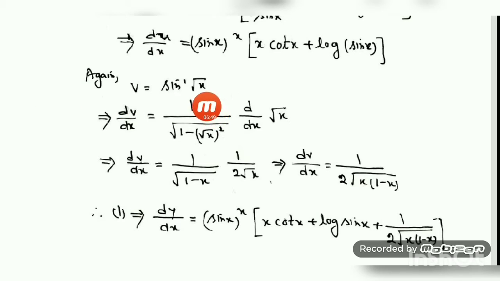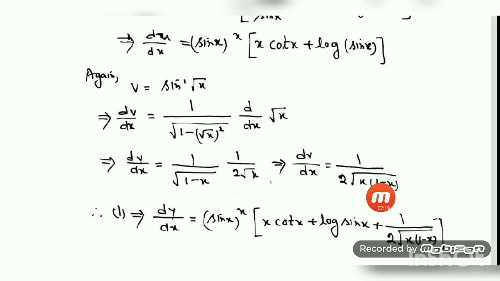And what is the derivative of sine inverse of x? 1 by under root 1 minus x squared. So here it is 1 by under root 1 minus root x whole square, into d/dx of root x. Then dv/dx equals 1 by root x whole square, which is x, and d/dx of root x is 1 by 2 root x. Combined, I have written 1 by, I just do the product, 2 outside, x into 1 by x. So the derivative of v is completed.